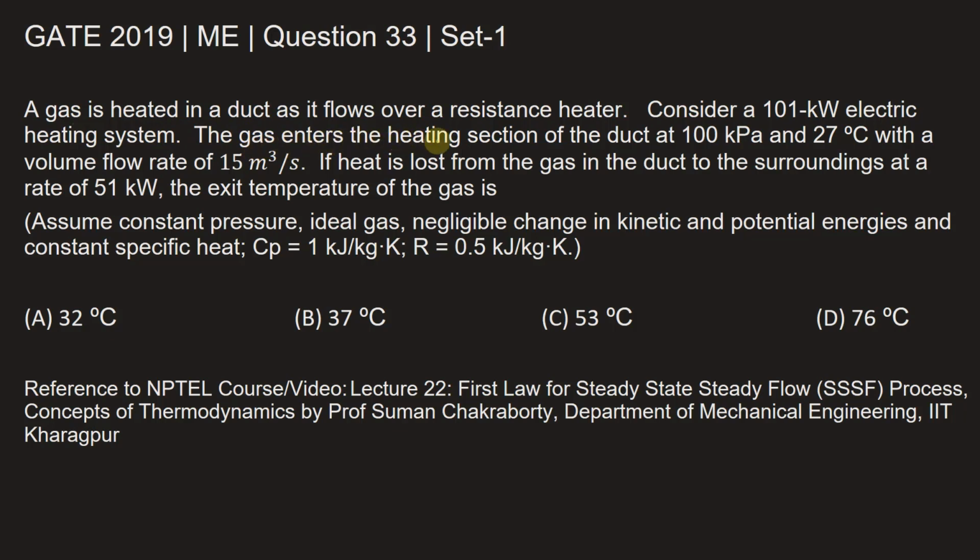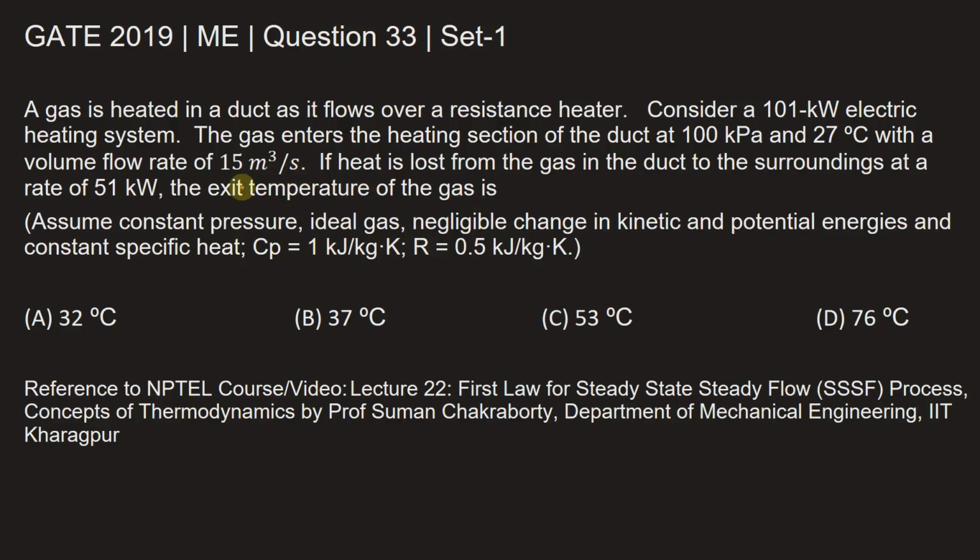The gas enters the heating section of the duct at 100 kilopascal and 27 degrees Celsius with a volume flow rate of 15 meter cube per second. If heat is lost from the gas in the duct to the surrounding at a rate of 51 kilowatt, the exit temperature of the gas is.